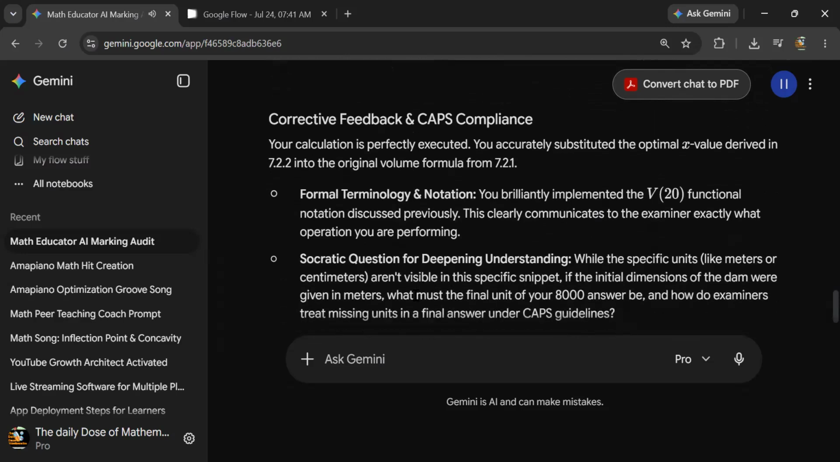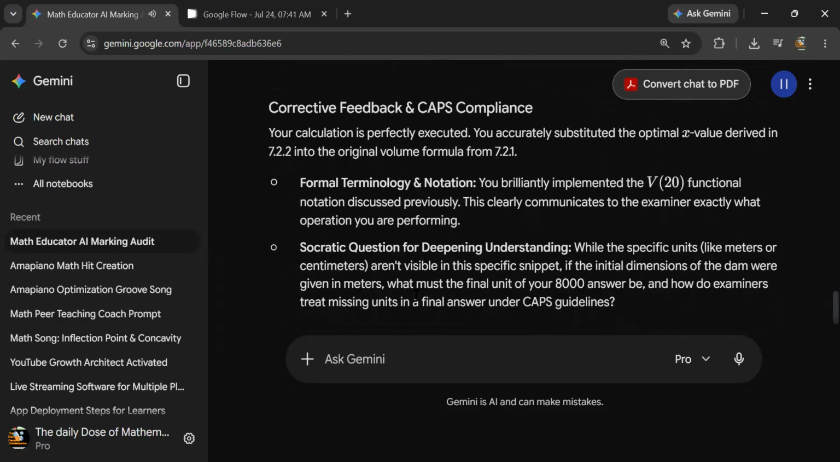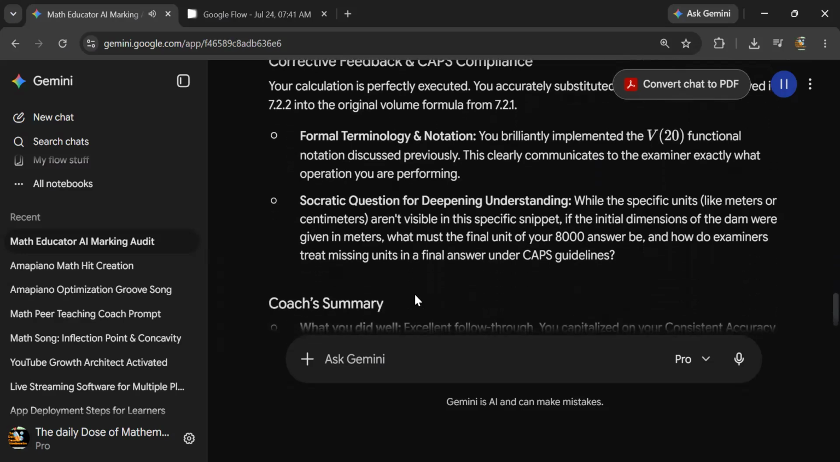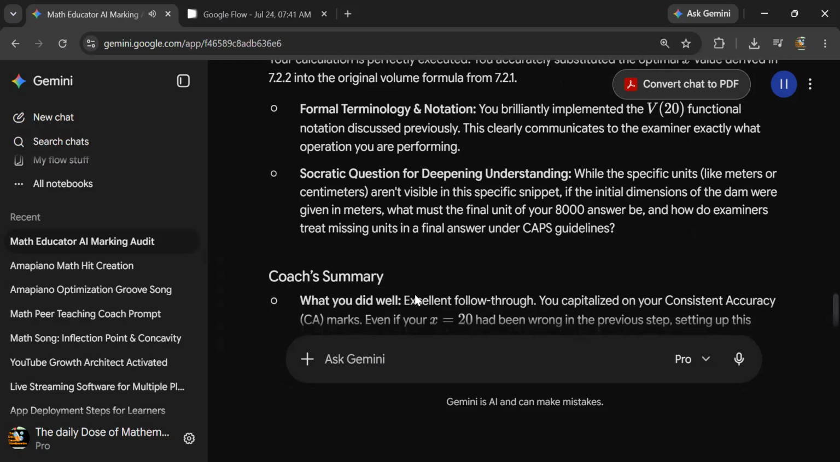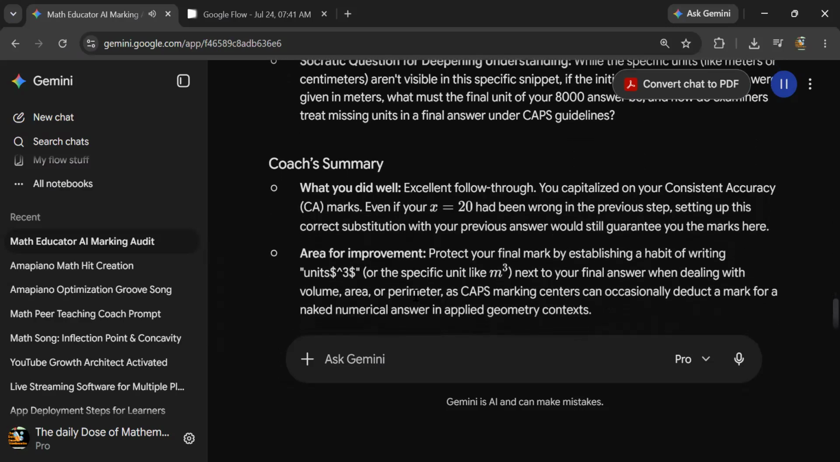Corrective feedback and CAPS compliance. Your calculation is perfectly executed. You accurately substituted the optimal x value derived in 7.2.2 into the original volume formula from 7.2.1. Formal terminology and notation: you brilliantly implemented the V20 functional notation discussed previously. This clearly communicates to the examiner exactly what operation you are performing. Socratic question for deepening understanding: while the specific units, like meters or centimeters, aren't visible in this specific snippet, if the initial dimensions of the dam were given in meters, what must the final unit of your 8,000 answer be, and how do examiners treat missing units in a final answer under CAPS guidelines?